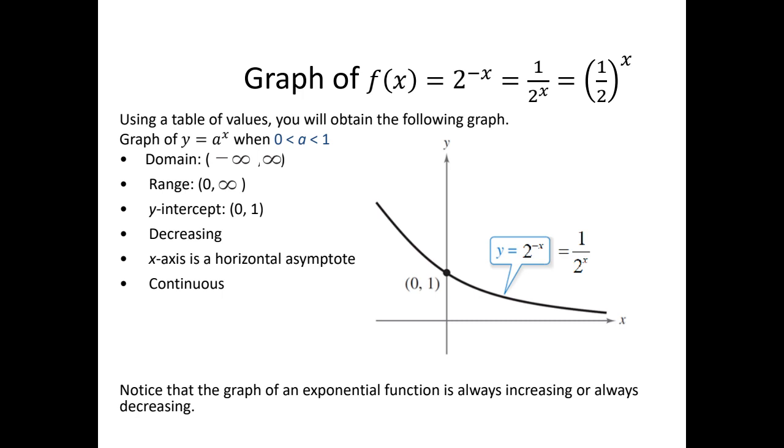Okay, and again, this is decreasing. We read this graph from left to right again, and we see that we go from a high value to smaller and smaller and smaller. It's decreasing. And again, this graph is still continuous.